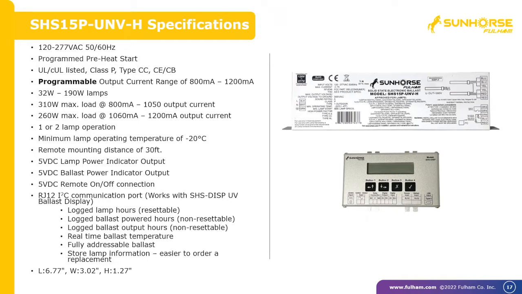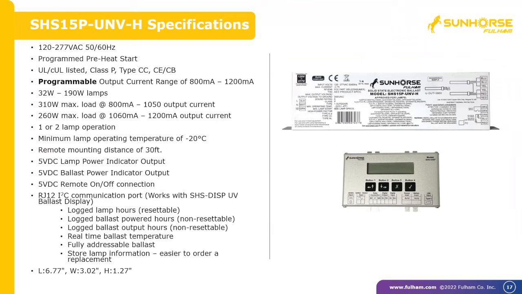It now has the capability of operating down to a lamp ambient of negative 20 degrees Celsius. The output can achieve a remote distance of 30 feet from the lamp. And it comes standard with both a 5-volt DC signal for the lamp and for the ballast.